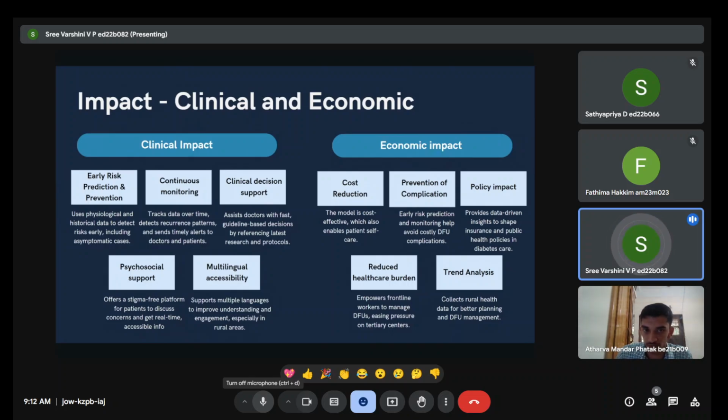It is also reducing burden on healthcare in general, because the amount of time a doctor needs to cater to specific patients is very less presently. So this helps ease pressure on tertiary centers. And last thing, we also see that it helps collect rural data for better planning and for DFU management. It helps in analysis of trends in various rural areas related to diabetes.